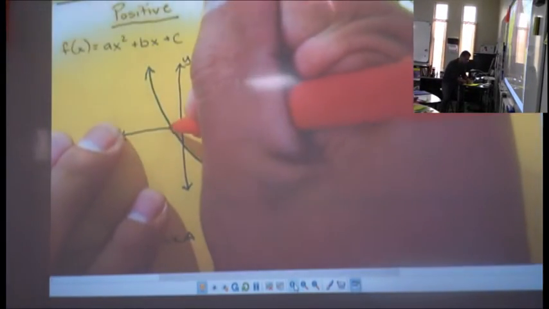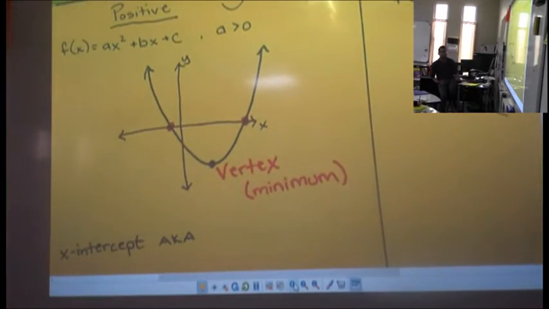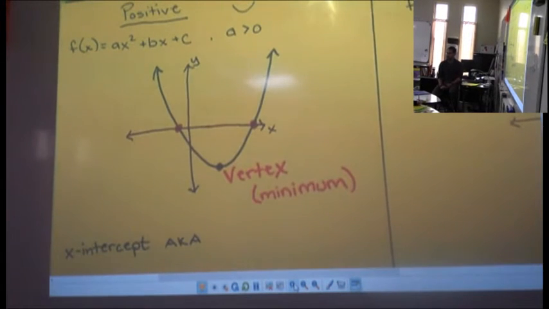Alright, a couple of things right over here. These 2 points, where it crosses the x-axis, any ideas what we call that? Not the vertex. What do I call it when a line or something intersects an axis? Not the axis of symmetry. The x-intercept.